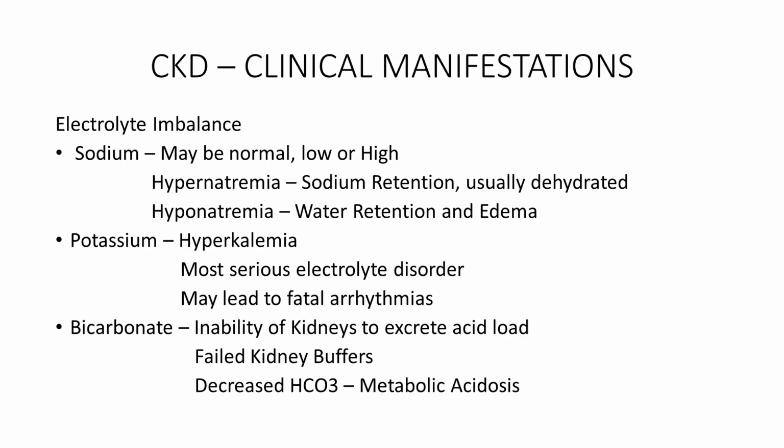fatal arrhythmia. Bicarbonate is usually low in these patients because the kidneys are unable to excrete the acid load. We have already discussed this. But here you have to remember one thing: the metabolic acidosis of renal tubular acidosis is not the acidosis of chronic kidney disease. The pathophysiology of acidosis in patients of chronic kidney disease is different from the pathophysiology of metabolic acidosis in renal tubular acidosis, because here there is a failed kidney buffer, decreased bicarbonate, and metabolic acidosis.